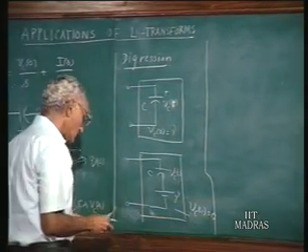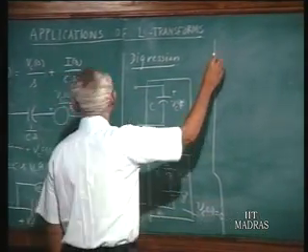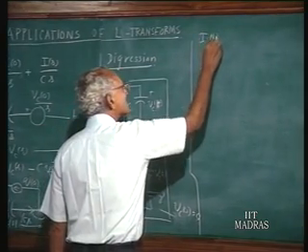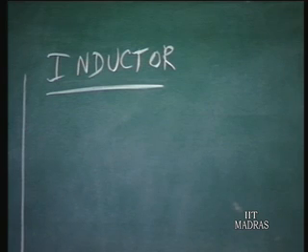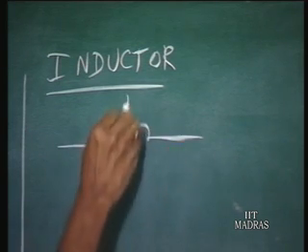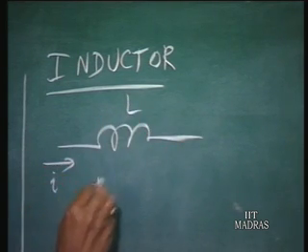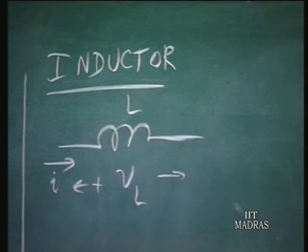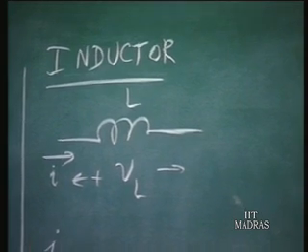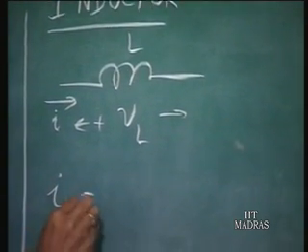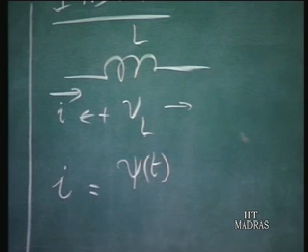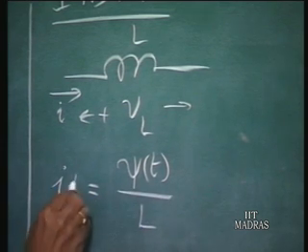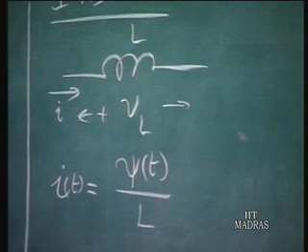Now, let us look at the situation with reference to an inductor. We have an inductor L carrying a current i, and let us say the voltage across this is vL. We know that the current in an inductor, say i, equals the flux linkages in the inductor at any point of time divided by L. That is the defining parameter for an inductance.